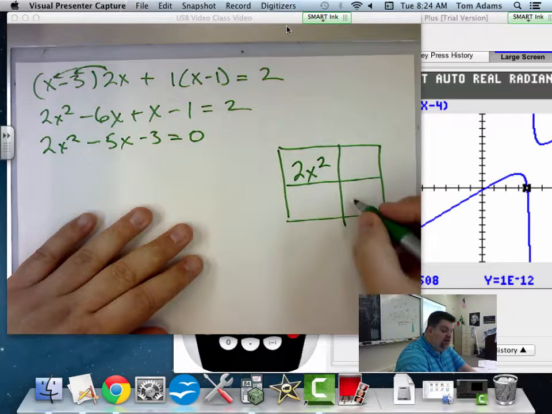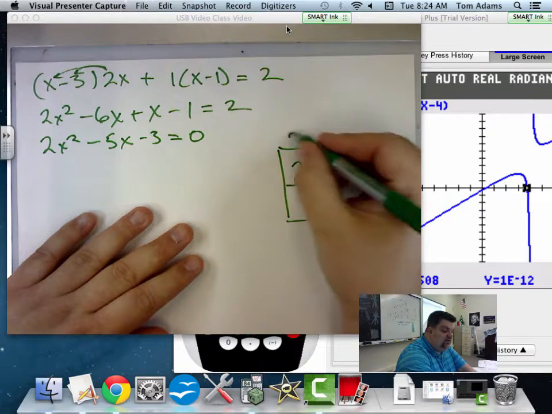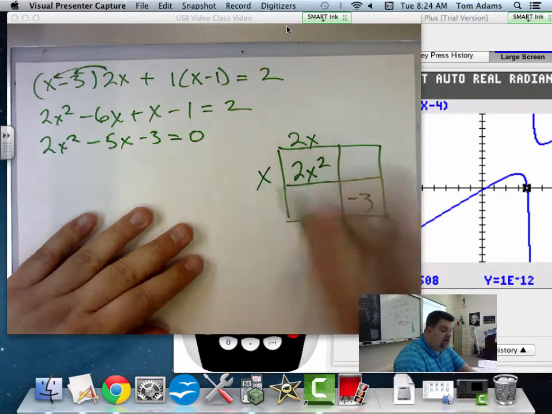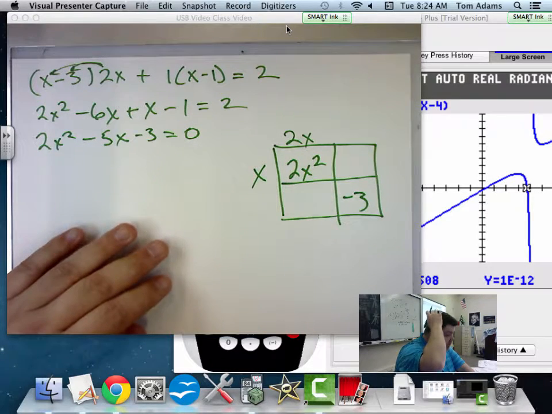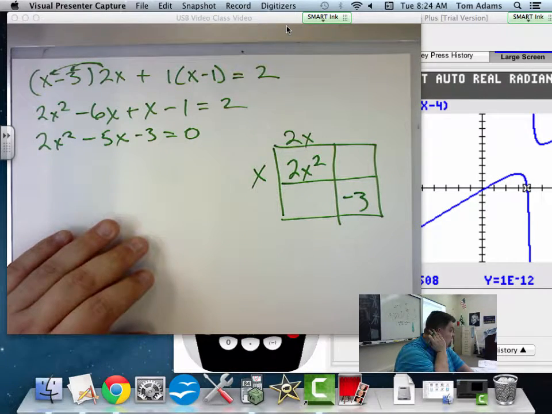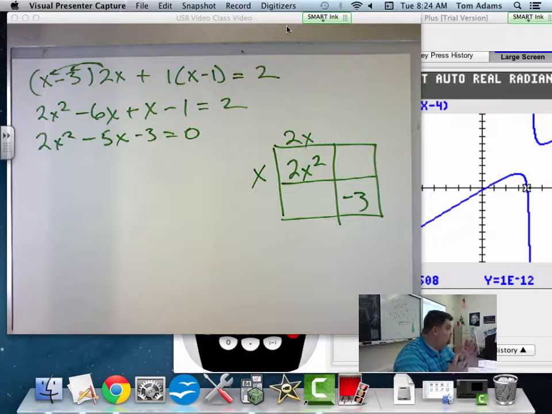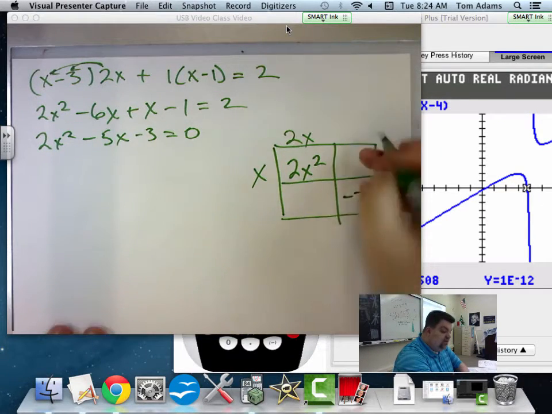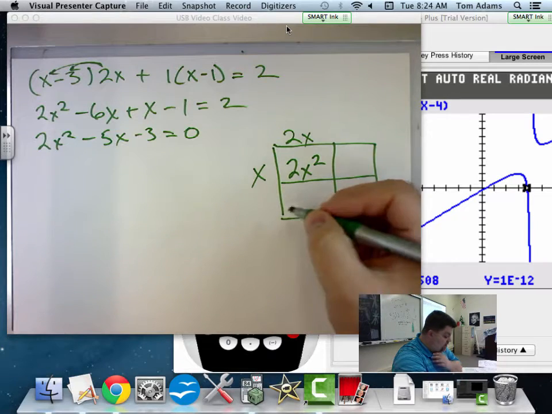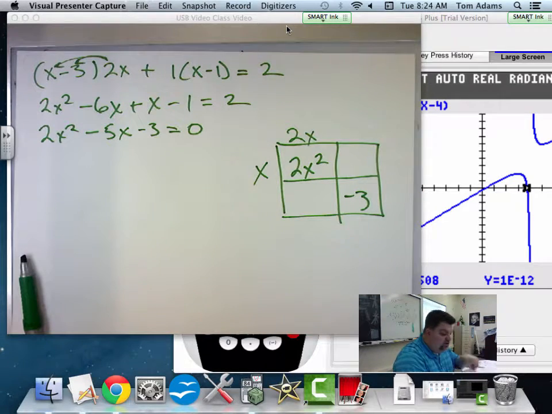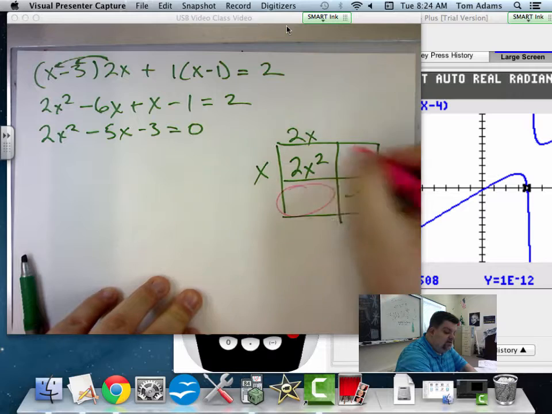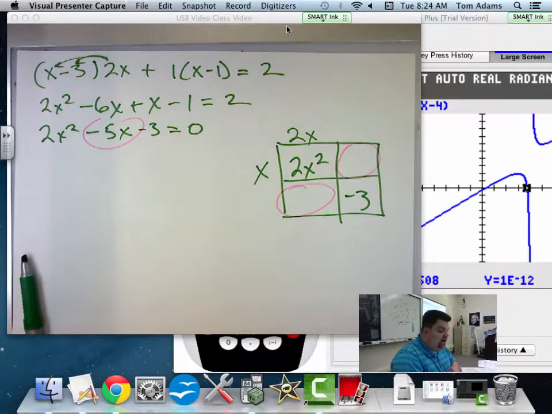2x squared and then negative 3 here. This will have to be 2x. This will have to be x. So now there's only two numbers that I can multiply to get 3. It's 1 and 3. So I can maybe put a 1 here or put a 3 here. But now remember that these two numbers on the inside have to add up to equal negative 5.